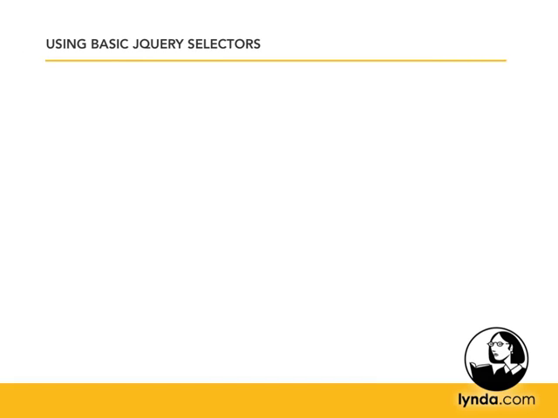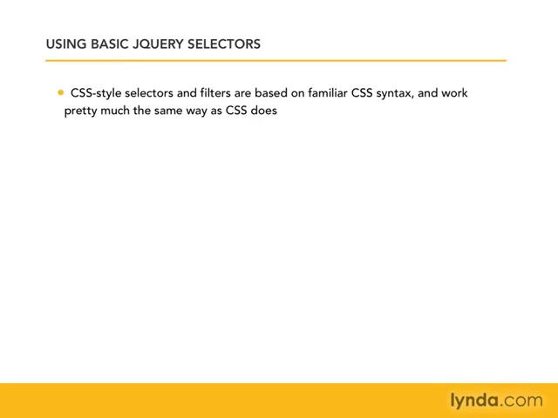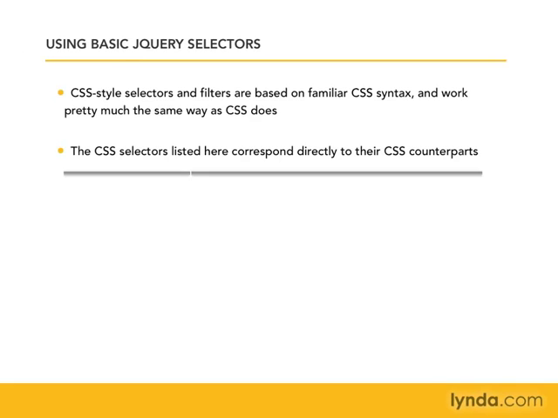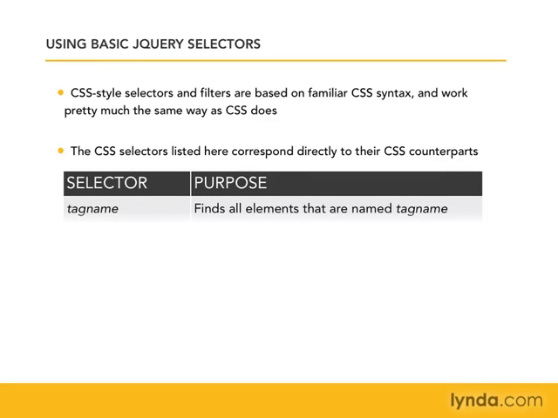Basic jQuery selectors are based on the familiar CSS syntax that you're probably already familiar with, and they work pretty much the same way that CSS does. I've listed here the basic CSS selectors in the table, and you can see they correspond directly to their CSS counterparts. So for example, if I pass a tag name to the jQuery selector, it will find me all elements that have that same tag name.